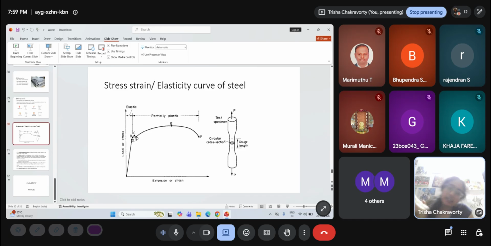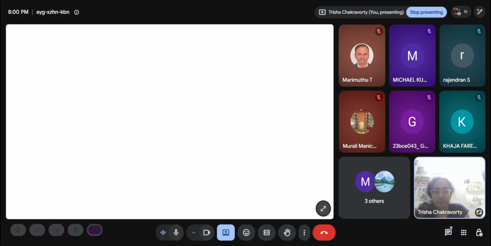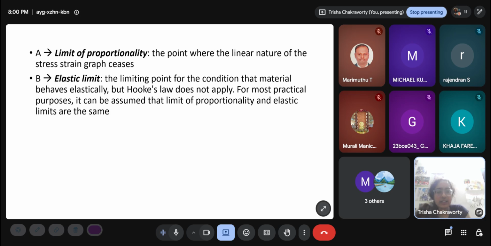Then it starts becoming non-linear. Like stress is no longer proportional to strain. And the Young's modulus, that E quantity which is 200 megapascal, which we took, E is the slope of the straight line path. Slope means, you know what slope means, right? The tan theta of this line. But after A, that Young's modulus no longer holds. Like the stiffness changes. So A to B is a very small zone where it is not linear, it is not a straight line, but it is still elastic. So it means that B is the elastic limit, the limiting point for the condition that material behaves elastically. But Hooke's law does not apply.